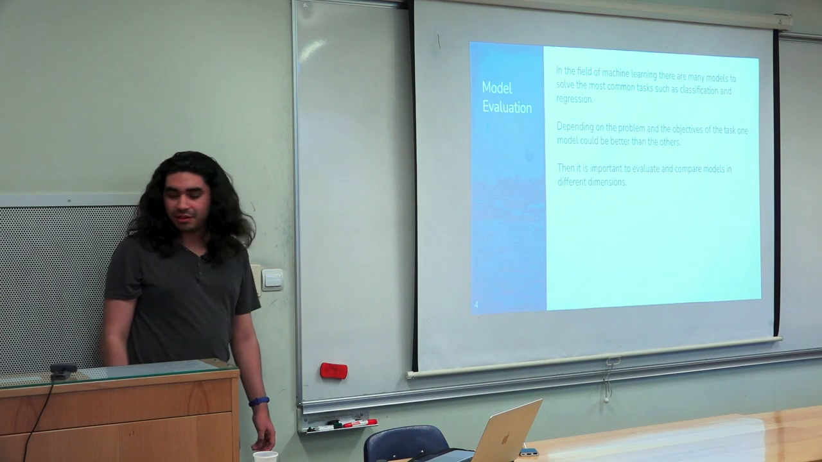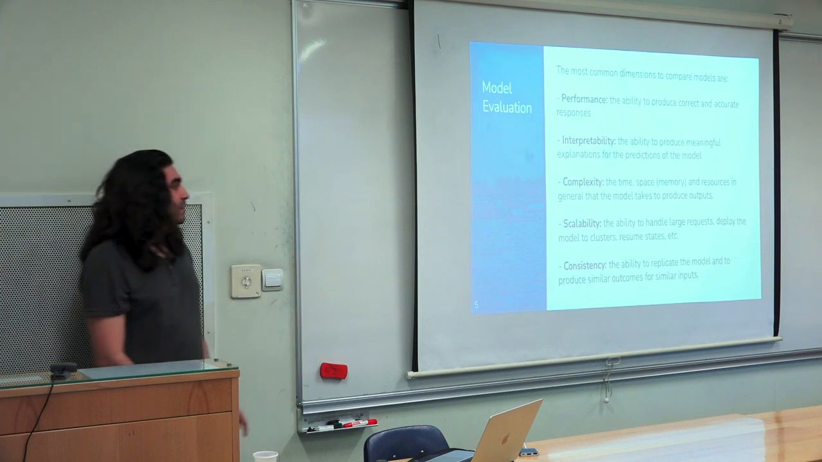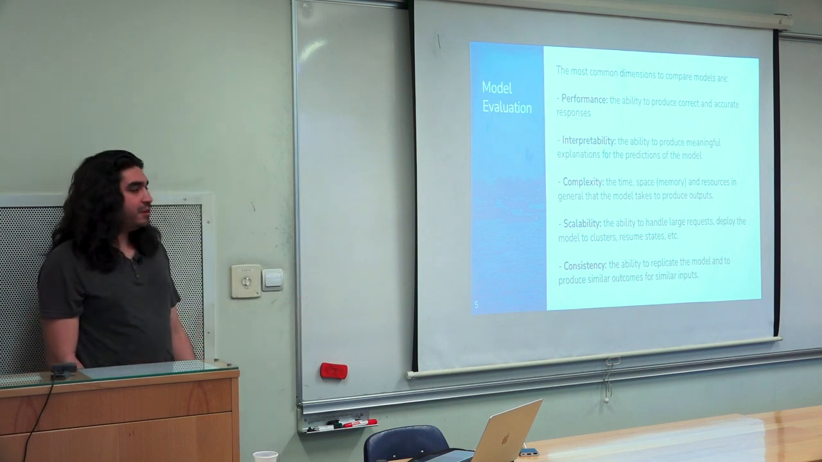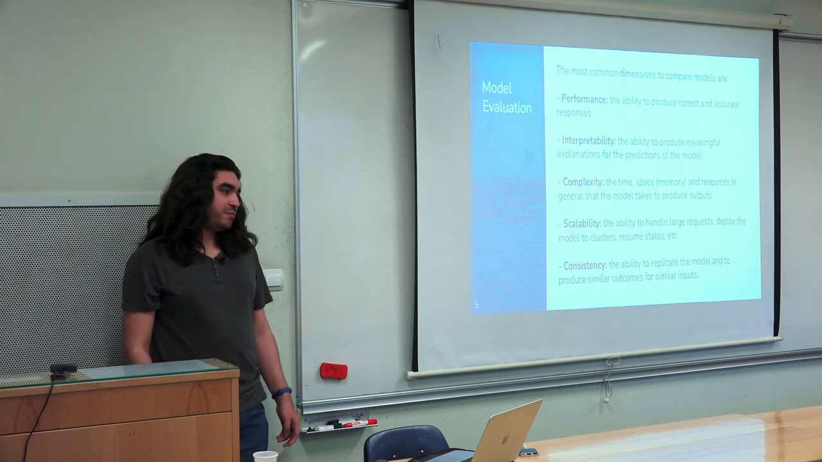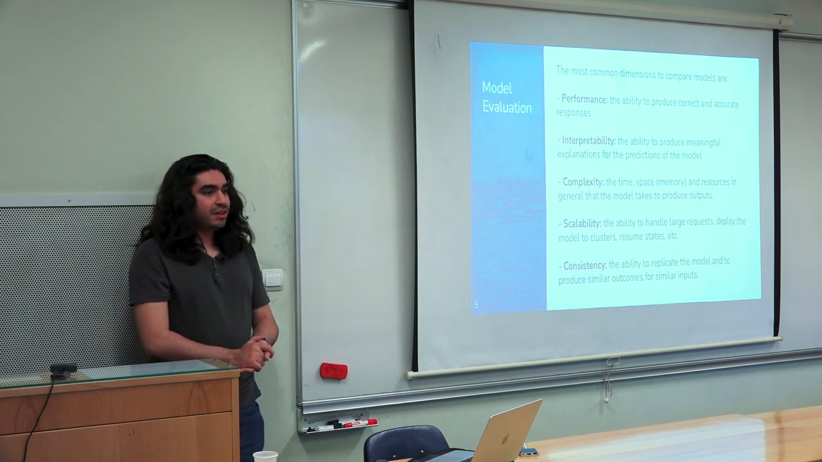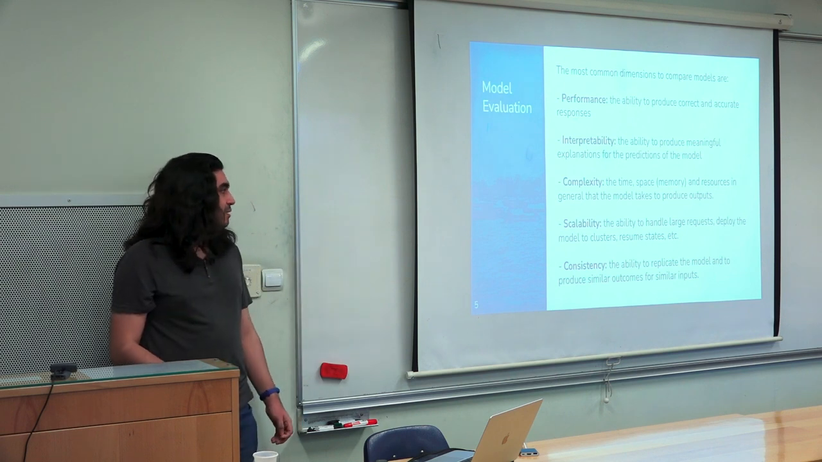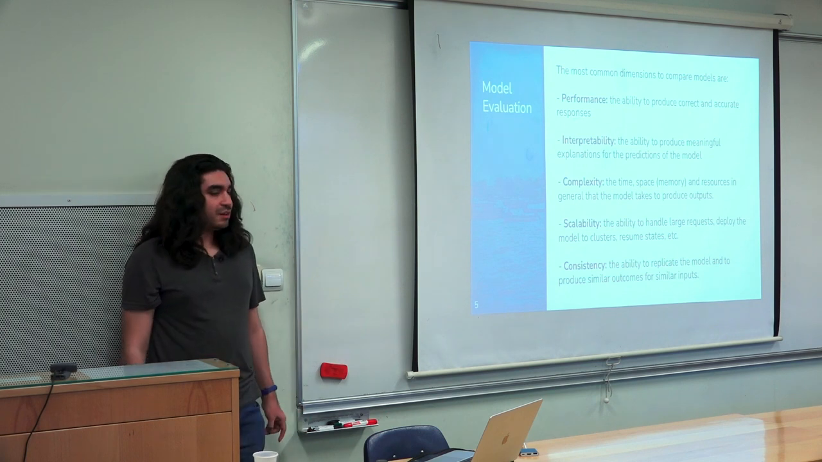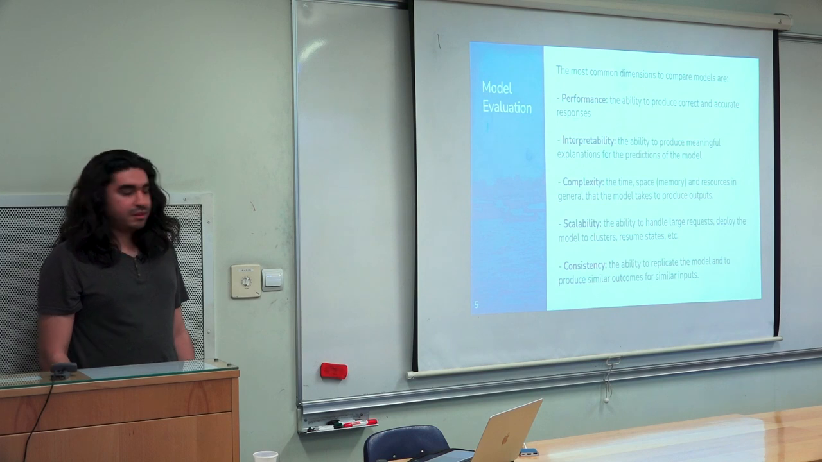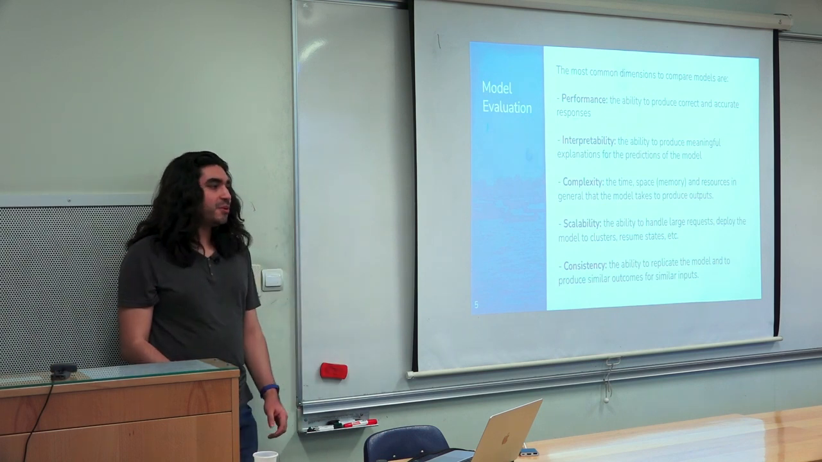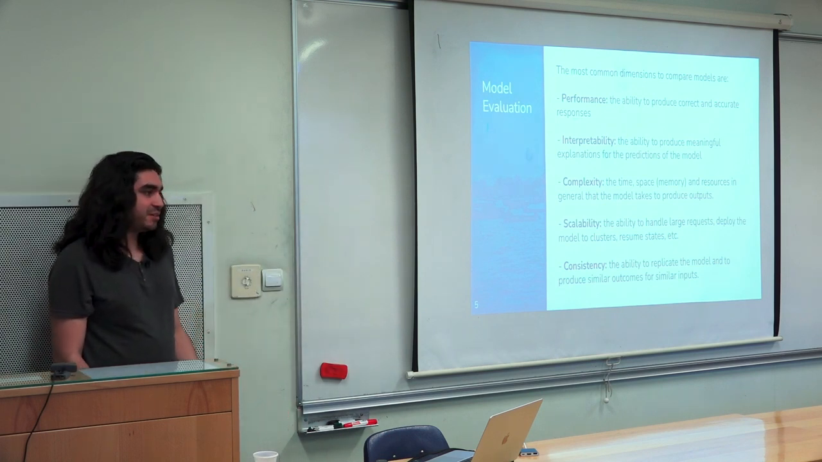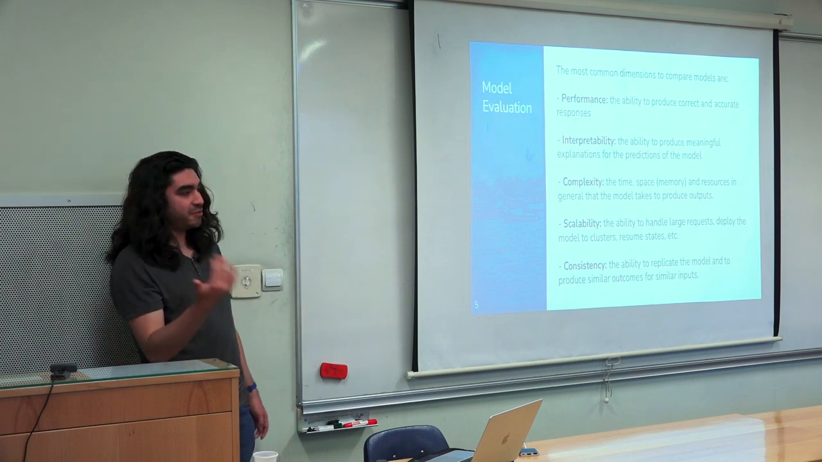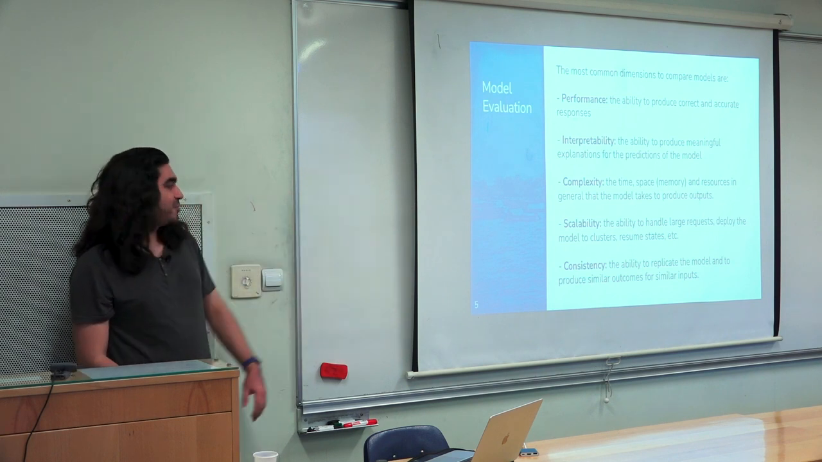aspects, not only performance. So we have some of the most common dimensions or aspects that we are interested in evaluating in these models. First, we have performance, that is how accurate and correct are the results of the model compared to the real outcomes. This is by far the most common aspect to evaluate models. I think 80% of articles in machine learning only report performance evaluation and forget about the others.